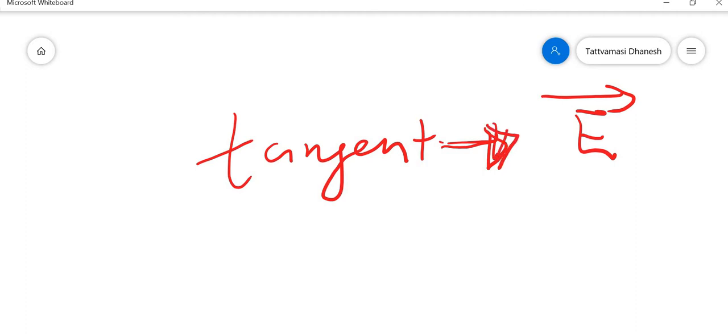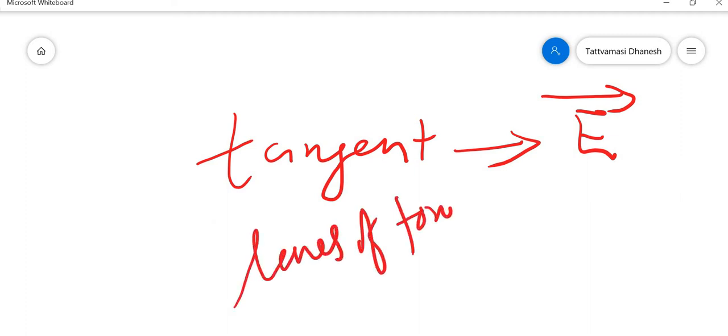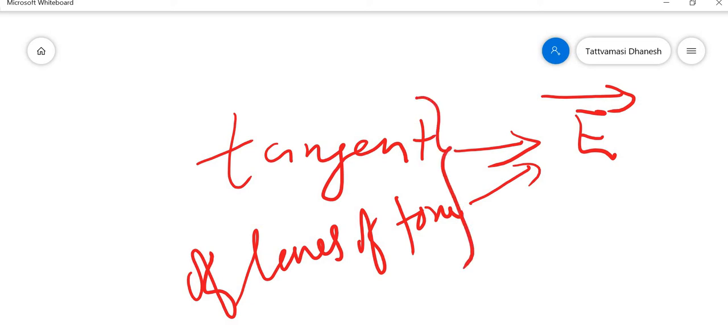The tangent of electric lines of force always gives the electric field. That is really important. Tangent of lines of force gives electric field. This is the concept. So what is an electric line of force? Electric lines of force are imaginary lines drawn in such a way that the tangent to it at any point gives the direction of electric field. Electric lines of force are imaginary concepts, but the field they represent is real.